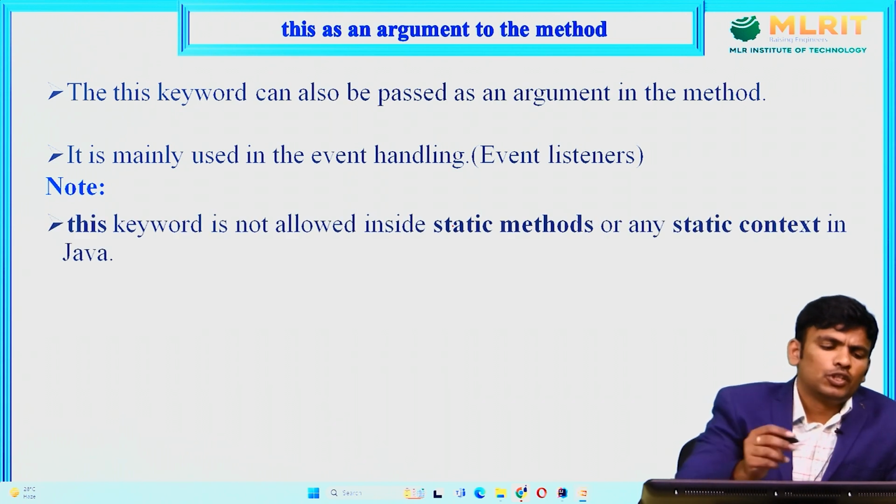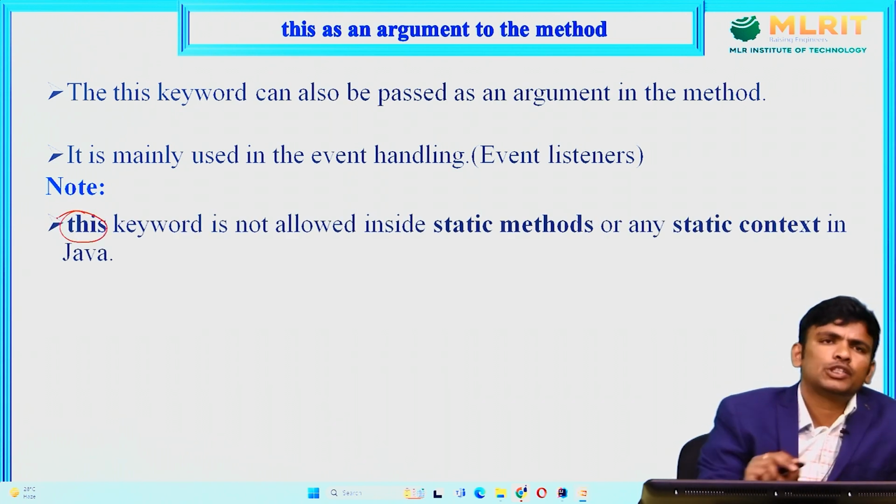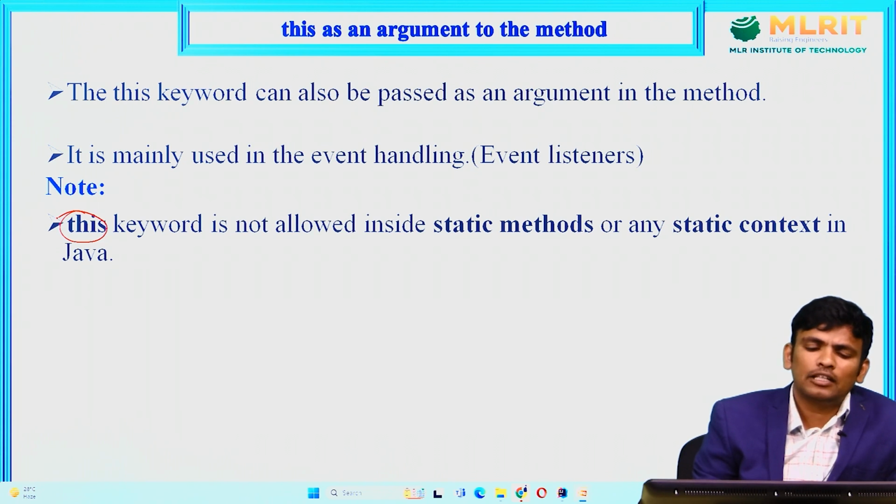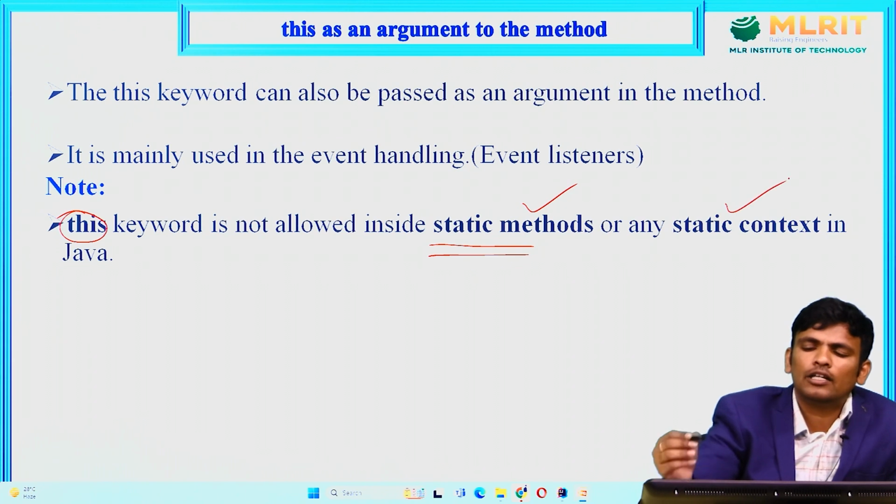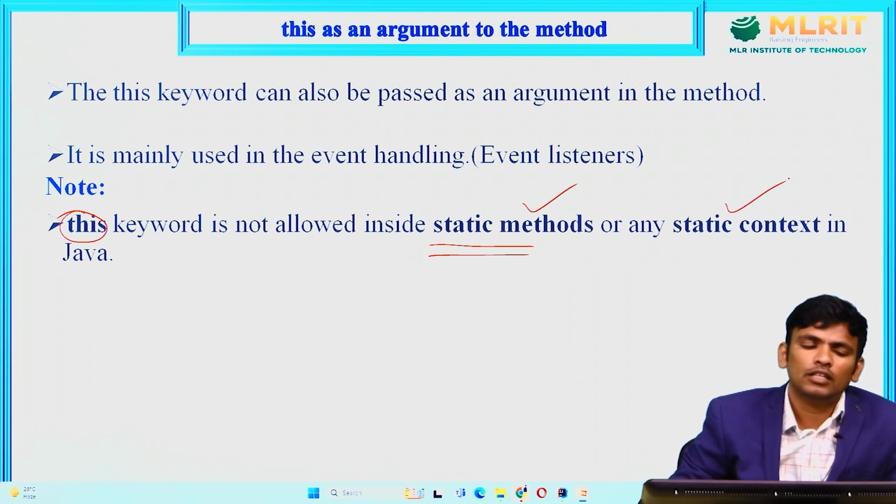Next, whenever you are using this keyword, make sure that it must be in the instance area and must not be in the static area. It must not be a static method, and it must not be a static context. It must be in the instance area only. By mistake if you are calling it inside a static area like a static method or any other static context, this is not allowed. Compulsorily this keyword must be called inside the instance area only. It may be an instance block, it may be an instance method. If you are calling this keyword inside a static area, again it will throw an error.